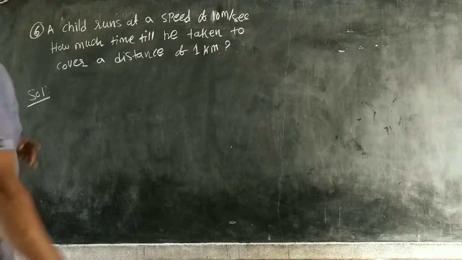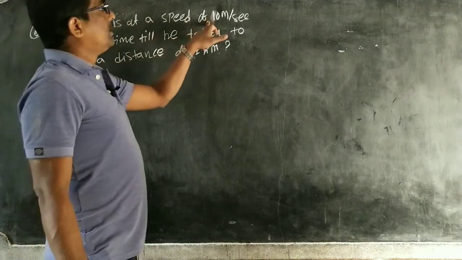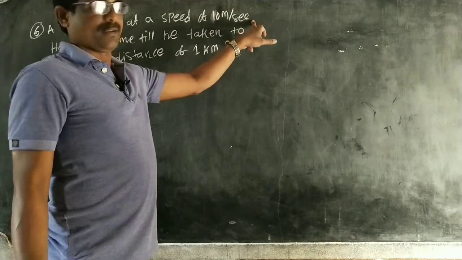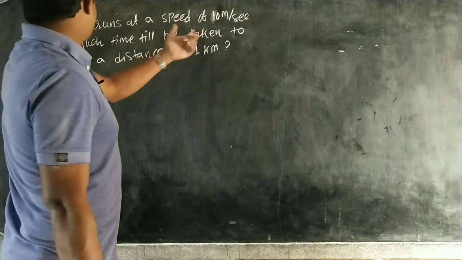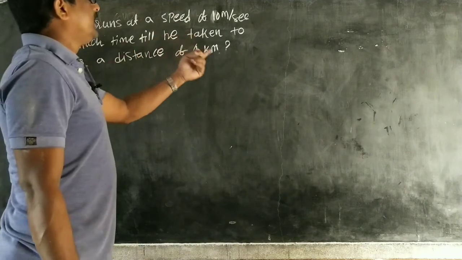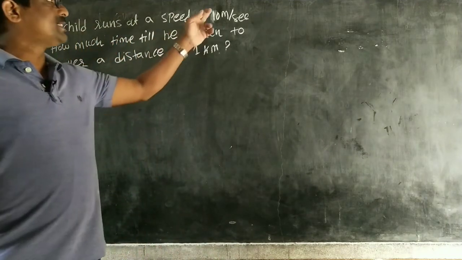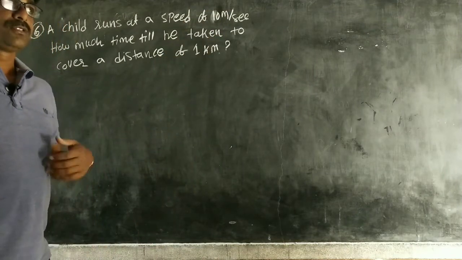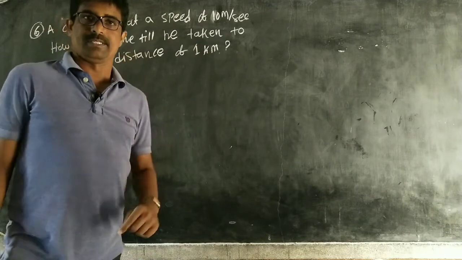Next, again one problem. A child runs at a speed of 10 meters per second. How much time will he take to cover a distance of 1 kilometer? The child's speed is 10 meters per second. How much time will he take if he covers 1 kilometer?